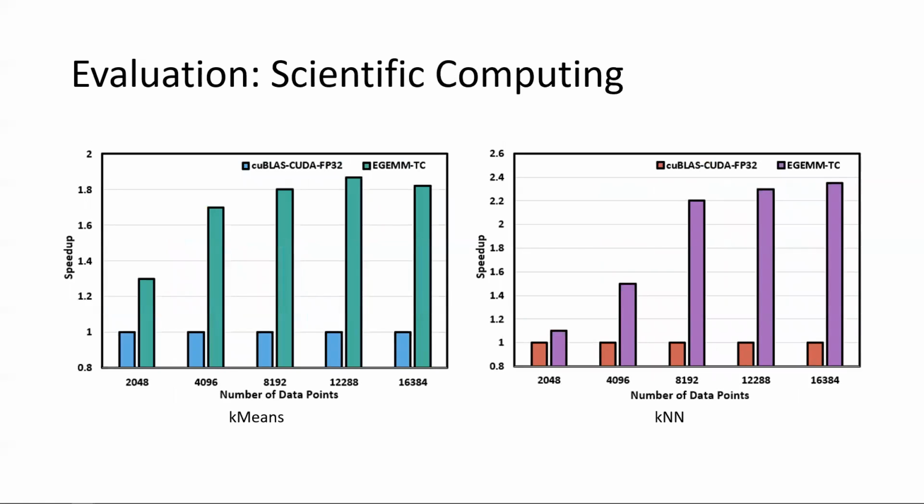Finally, we show our results for scientific computing applications. On k-means, we can achieve around 1.8 times speed up. For k-NN, we can achieve more than 2.2 times speed up.